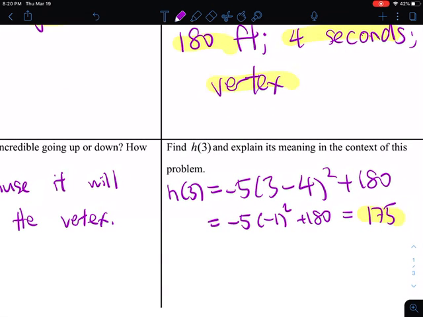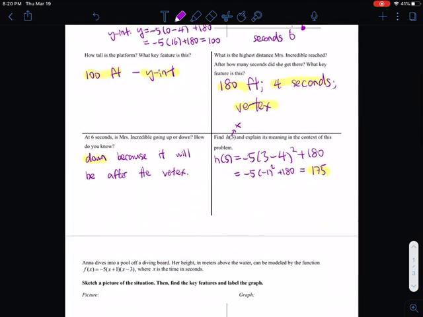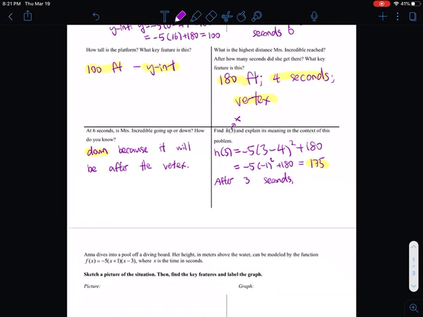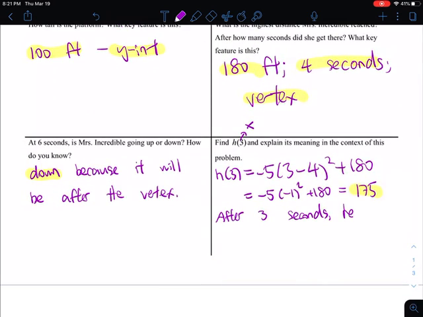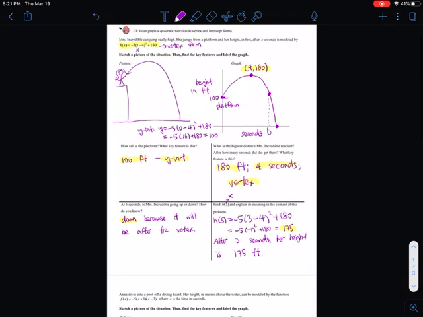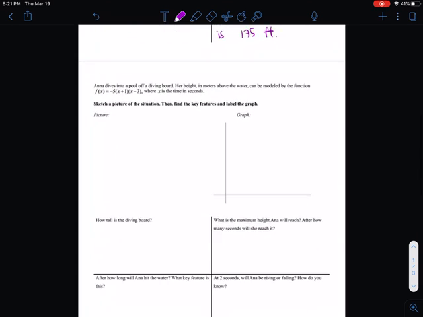And then explain the meaning in the context. Well, in this case, the 3 represents the x value. So when x is 3, meaning after 3 seconds, because x is how many seconds it is. And in this case, the y value represents her height in feet. So after 3 seconds, her height is 175 feet. Okay, so that's an example of an application that's in Vertex form.